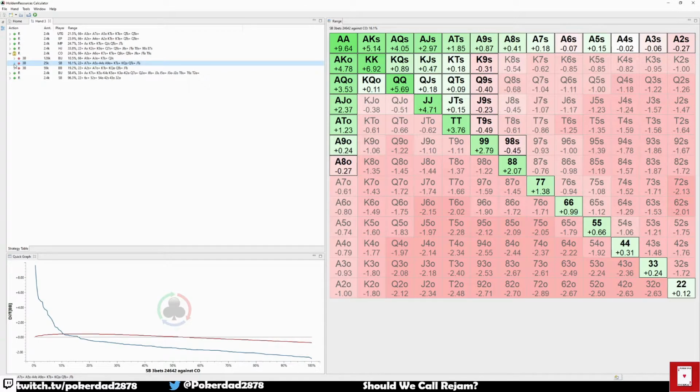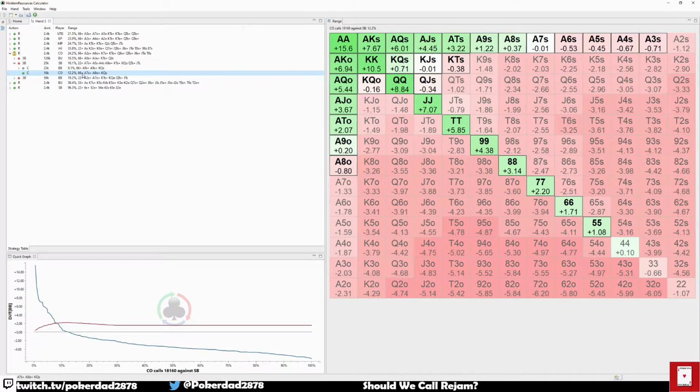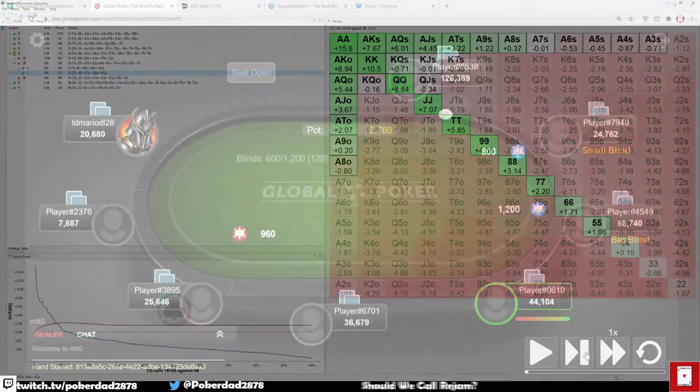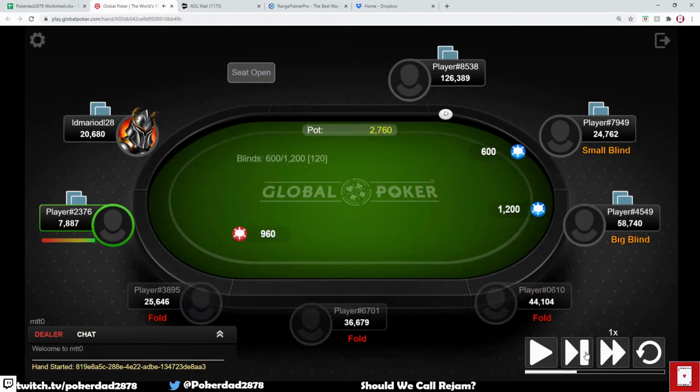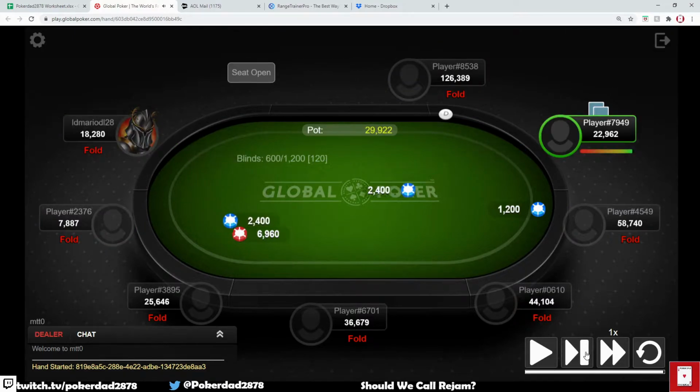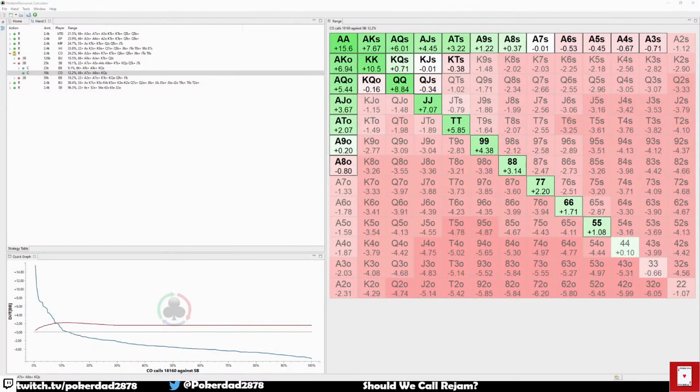And our response is we should be calling 12% of hands. Ace-Jack offsuit can never be a fold here. I'm pretty sure I did fold. I did, which is a really bad fold.